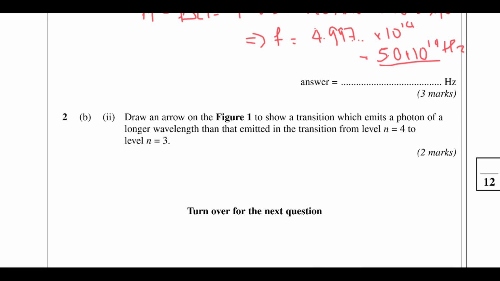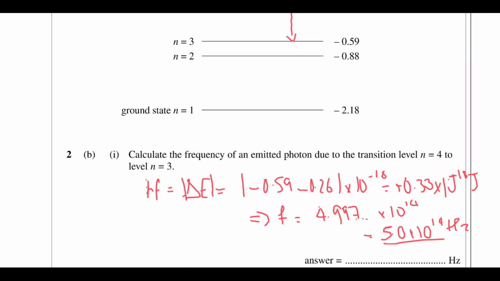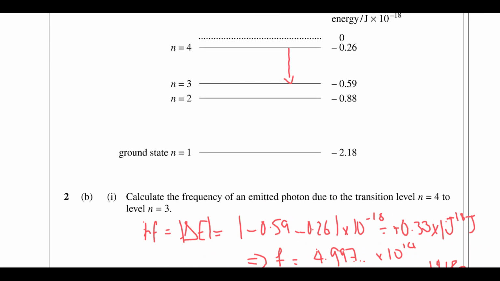Draw an arrow on figure 1 to show a transition to a photon of a longer wavelength than that one. So longer wavelength means lower frequency. Lower frequency means lower energy. So what we're going to want is a smaller energy transition, say from 3 to 2 there.